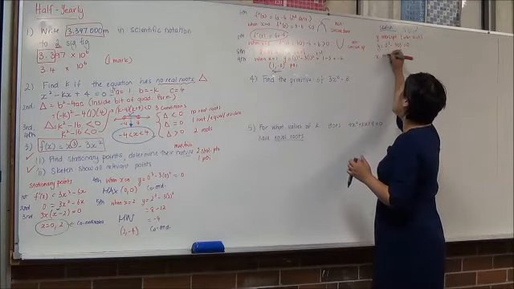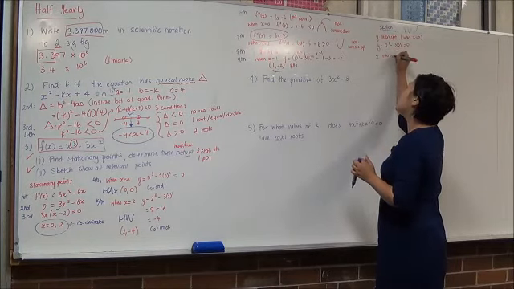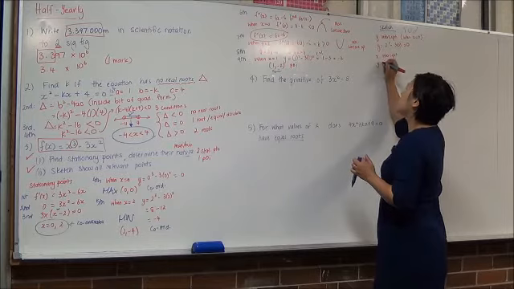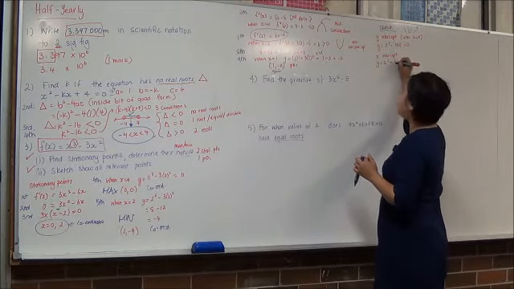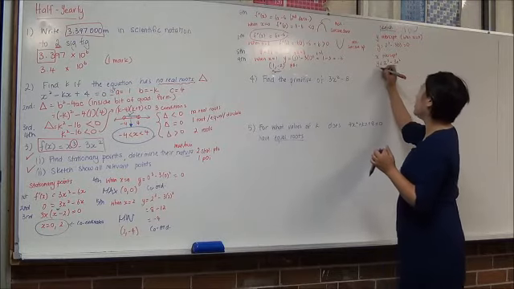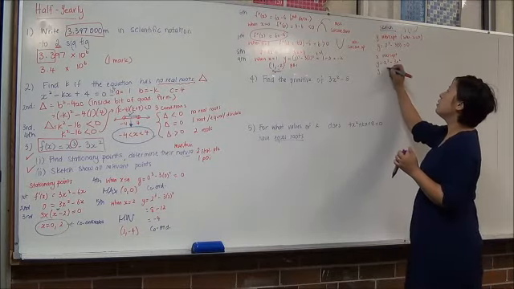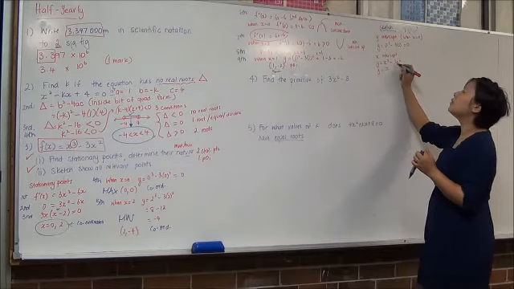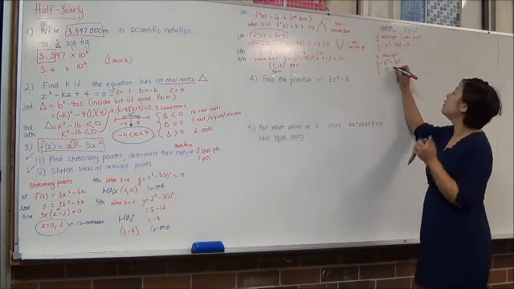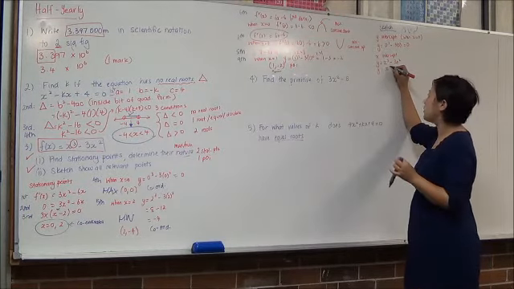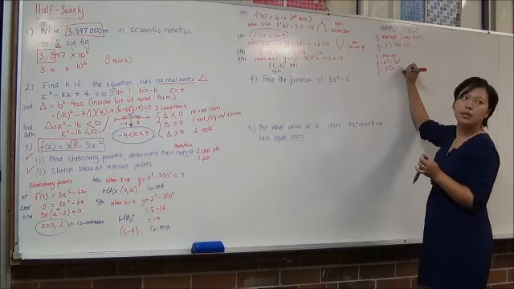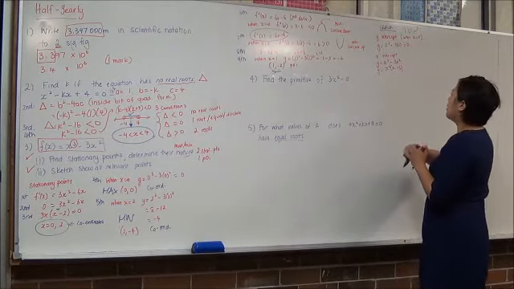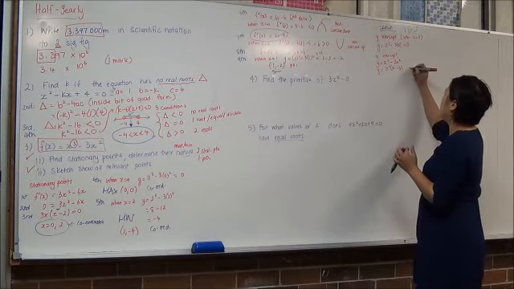This one you can actually find because it's easy to factorize. So what do we have? We have x cubed minus 3x squared. What's common? X squared. Then we have x on the inside minus 3 on the other side. So x equals 0 or x equals 3.